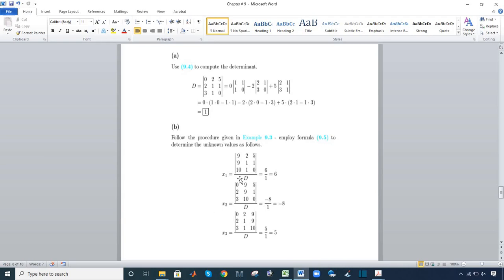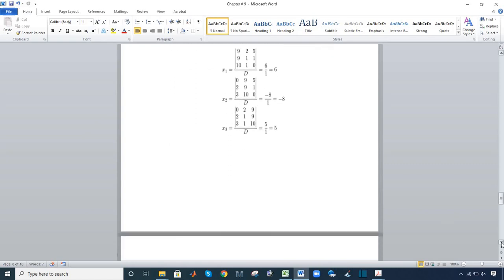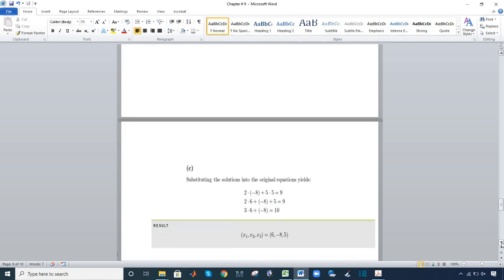And then solve. You can find easily the values of x1, x2 and x3. When you find these values and put back into the equations given, you have the same results which are given, 9, 9 and 10, means your solution is correct. If these values do not satisfy the equations, it means your solution is wrong.